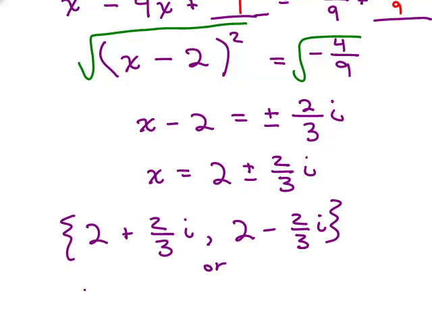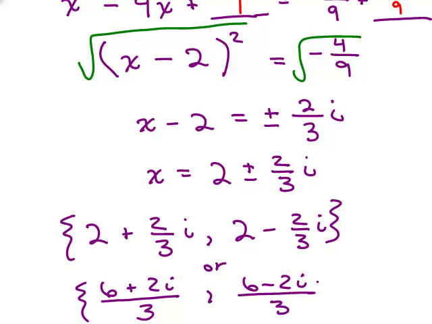But you could also write the solutions with a common denominator. And if you did that, you would multiply this 2 by 3 over 3. And that would be 6 plus 2i all over 3. If you had written it with a common denominator, convince yourself that's the same thing. 6/3 plus 2/3 i, right? 6/3, of course, is 2. And the other solution would be 6 minus 2i all over 3.